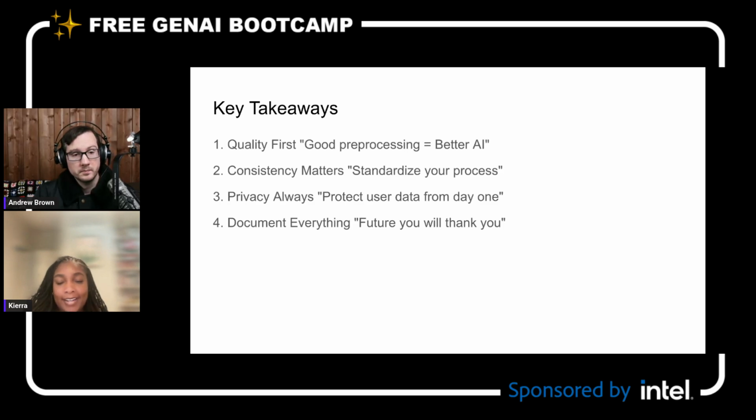And then we made it to the end. Here are our key takeaways. So first, quality first. You want to do good pre-processing because that means better AI. Consistency matters as well. Like we said, you want to standardize your process, make sure everything's formatted, and make sure that there are no anomalies.